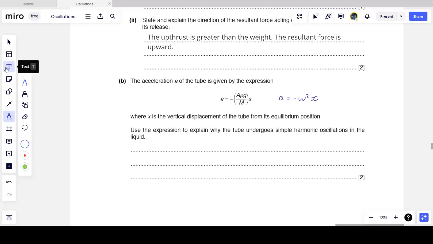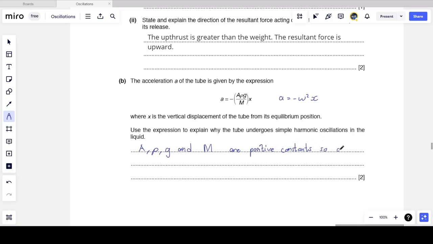I have to make sure that everything inside the bracket is positive, because I'm not squaring anything, so it must all be positive. What I can see is that A, rho, g, and m, A being cross-sectional area, rho being density, g being the free fall acceleration, m being mass, are all positive values. So these are positive constants.